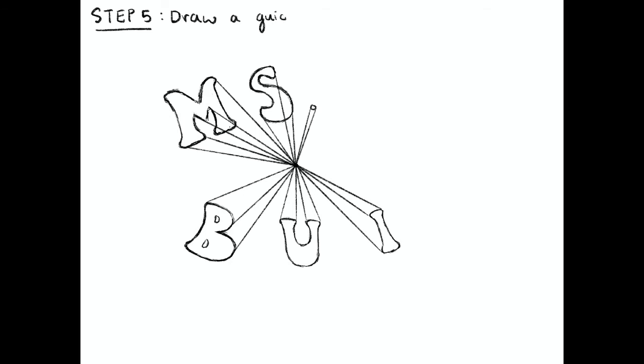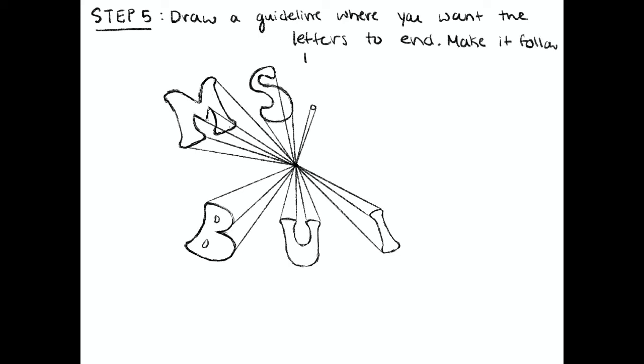So step 5. Now, if you don't want to keep all of these long lines that are connected to the vanishing point, you're going to draw a guideline where you want the letters to end. So you're going to make it follow the shape of your letter. If you did something a little more complicated, if it's straight, you just want to make sure it follows the angle. So I'll be doing this with a different color so you can see how I'm approaching it.